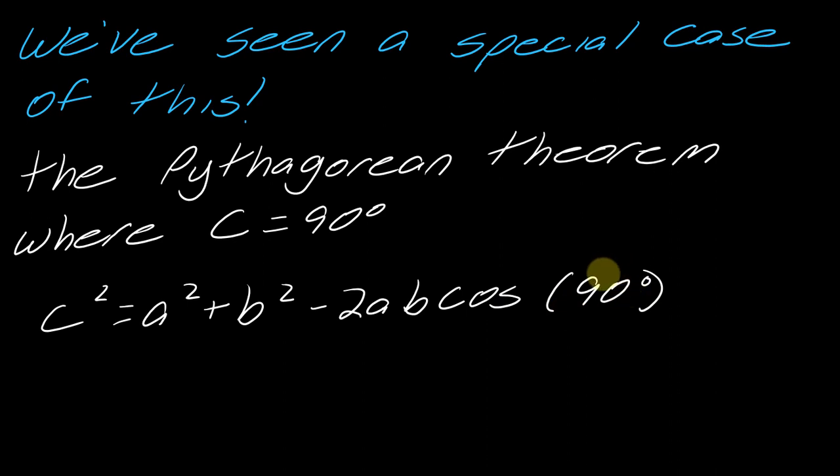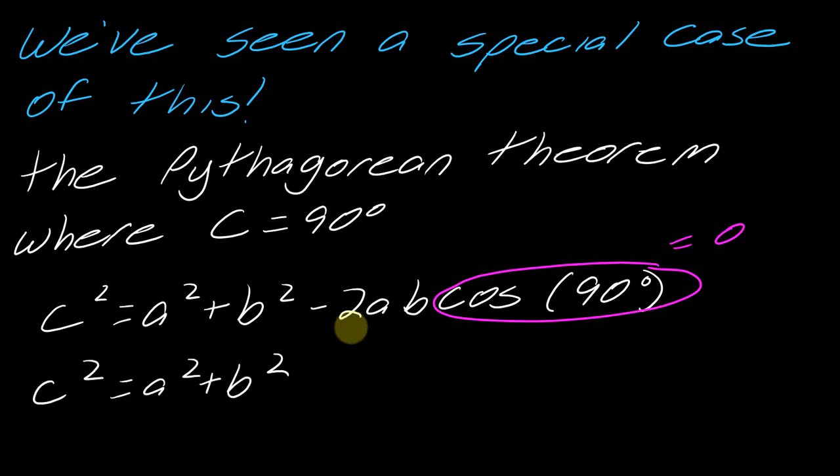If one of your angles is 90 degrees, think about what happens. What is cosine of 90? Well, we know it's equal to 0. And so that allows me to drop this part out. This 2ab cosine 90 will just drop out, so I'm just left with c squared equals a squared plus b squared. Cool.